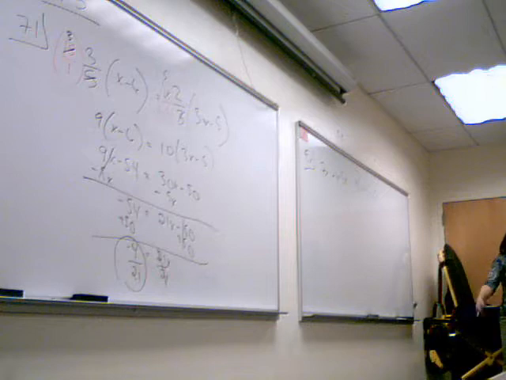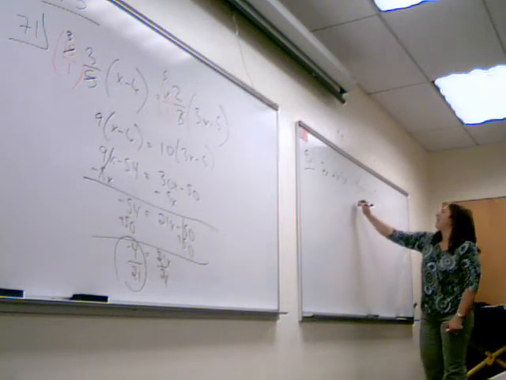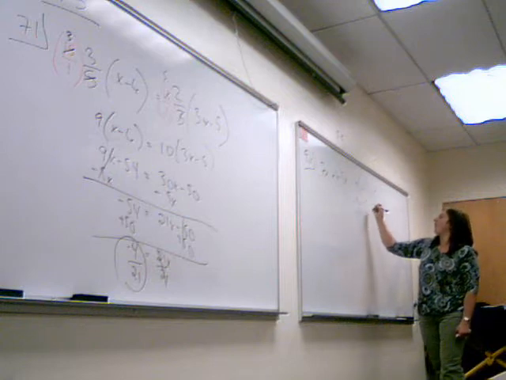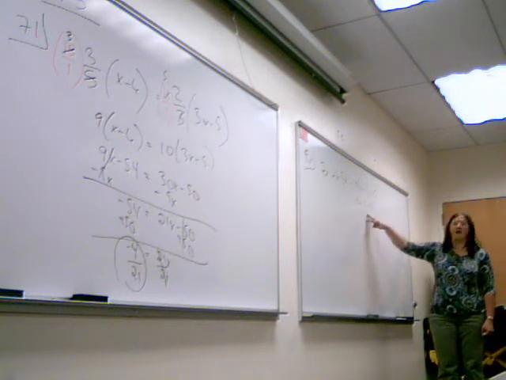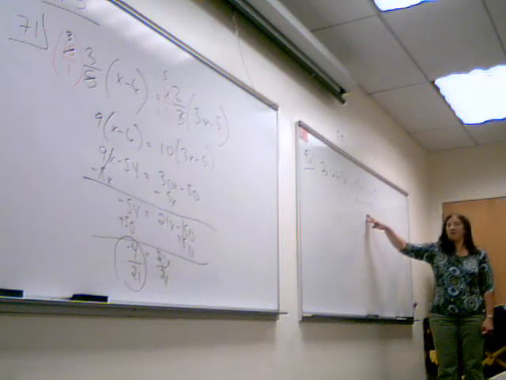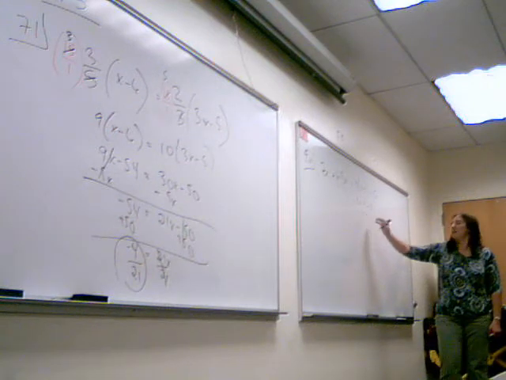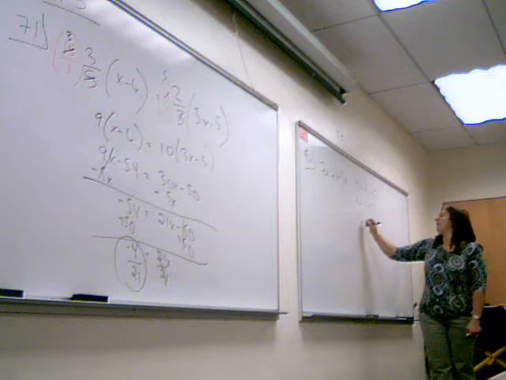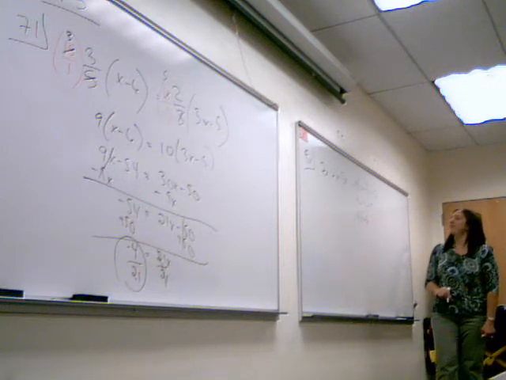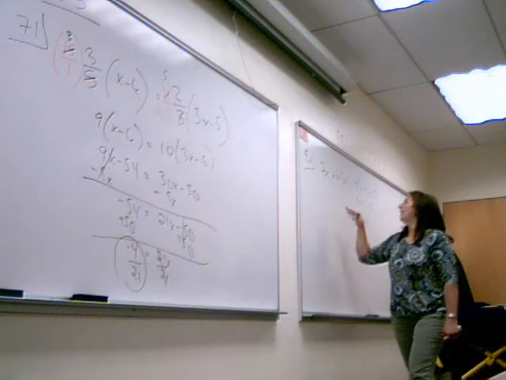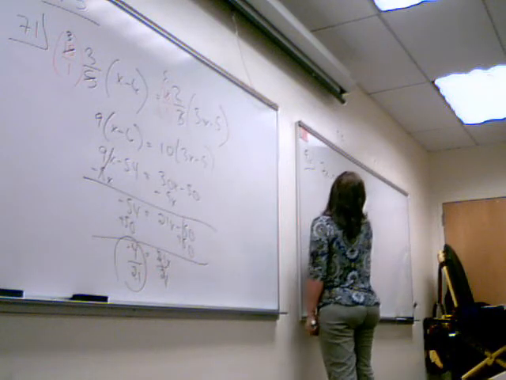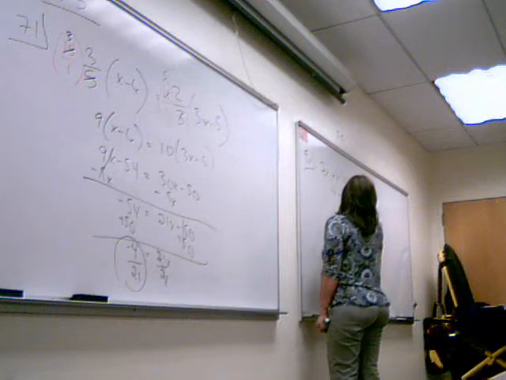Well, I'd probably start with distributing, right? Get that out of the way. So let's do that. I've got 4x minus 4 plus 10. Okay, I can combine up right here, right? What's it going to be? 6. 4x plus 6. Okay? Over here, what can I do? 4x. Yeah, a 7x and a minus 3x is a 4x plus 6.